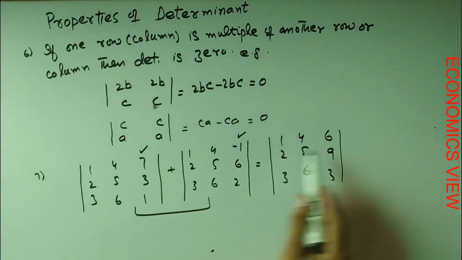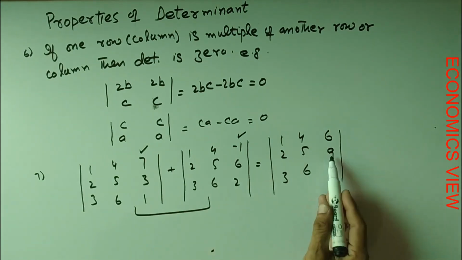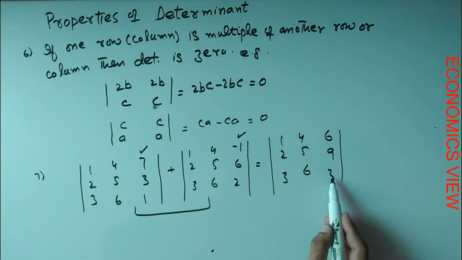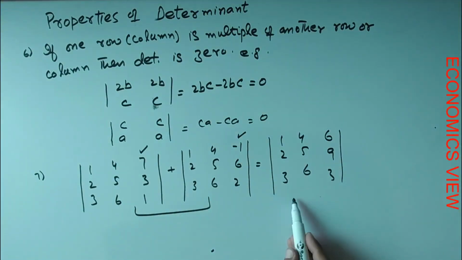So 7 minus 1, that is 6. 3 plus 6, that is 9. And 2 plus 1 is equal to 3. So this will be property number 7, with which we can solve this question.